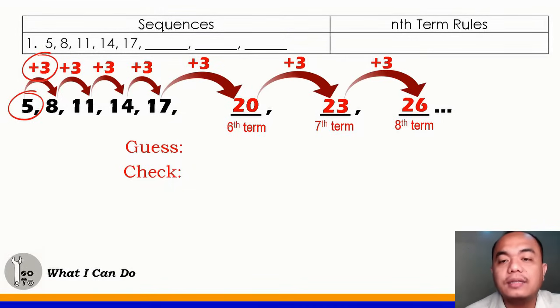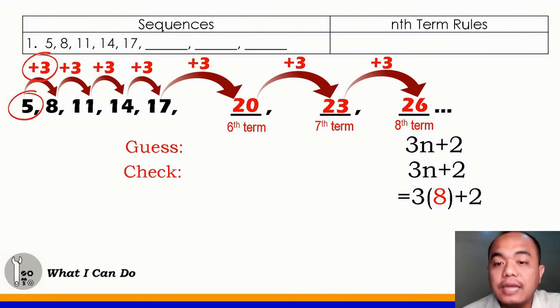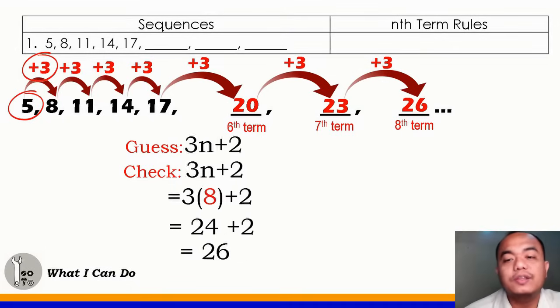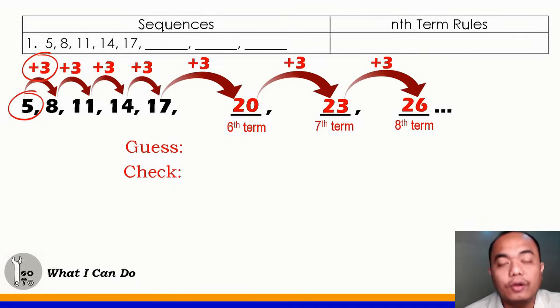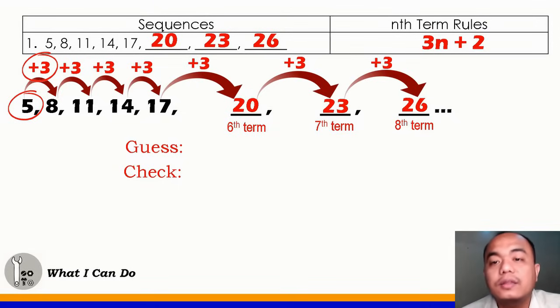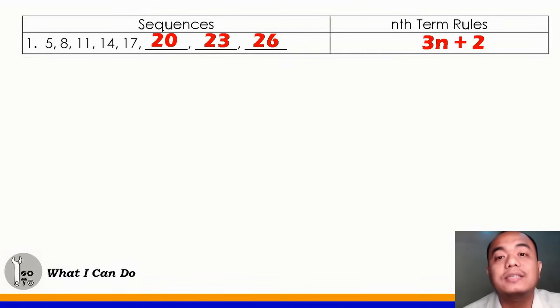And then, let's try. We have 3n plus 2, 3n times 8, which is the 8th term. 3 times 8 equals 24. 24 plus 2 equals 26. Tama ang ating hula na nth term. You write here 20, 23, and 26. And the nth term here is 3 times n plus 2, or 3n plus 2. So this is the correct answer for your item number 1 in the What I Can Do part of your module.